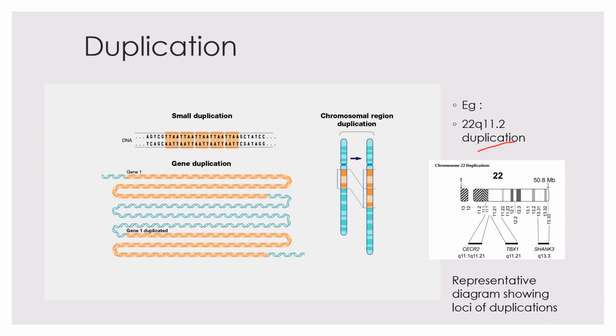And in duplication, what happens? Say this region is there in the normal chromosome. This becomes double. Or if there is a sequence, the sequence is one orange region, we have another orange region within the gene duplication.